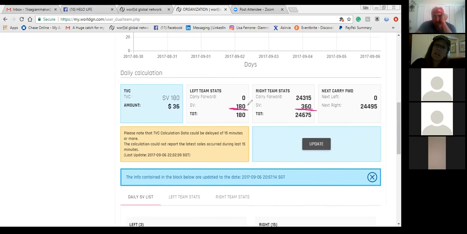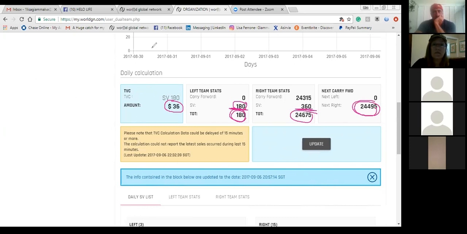So if you look at this particular person at 20%, if the week ended, 20% of 180 is $36. Because you get paid on what matches. If this week ended right now, they get paid on what matches. 24,675 would be the total here. 180 would be the total here. The 180 subtracts, 24,495 would roll into the next week. Okay, so that's pretty simple. That's how a binary works. You get paid on what matches.